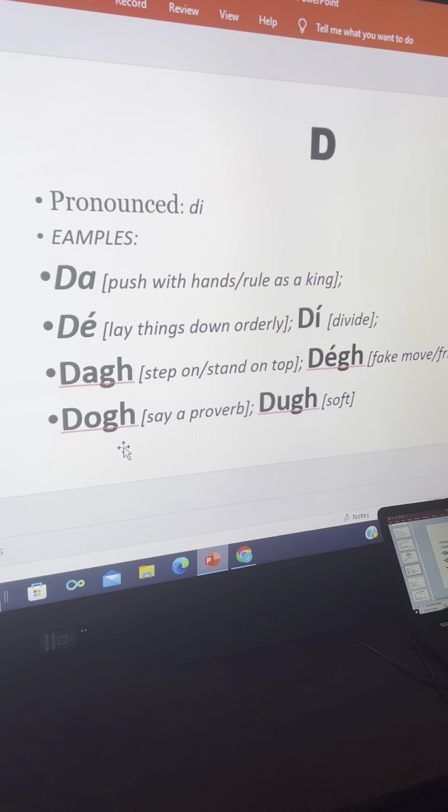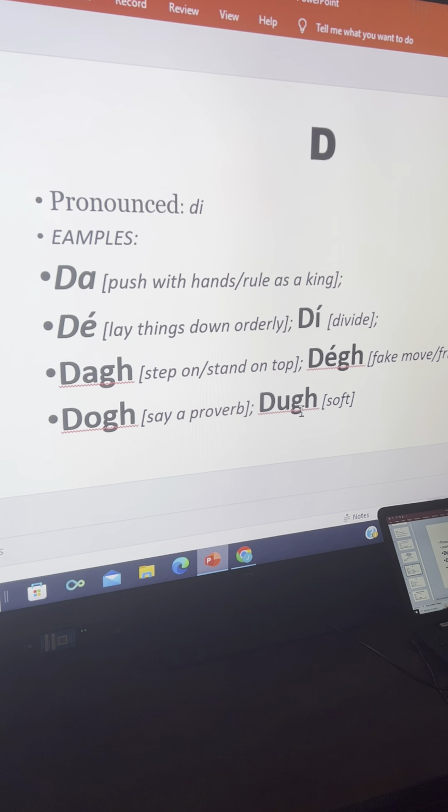Here's another example. D, U, G, He. Duk. See, if you do not tone mark the U, it takes the sound of the U sound. But if you tone mark the U, it's going to be O. So in this case, there is no tone mark on the U. So what do you have? D, U, G, He. Duk. And that is soft in English.